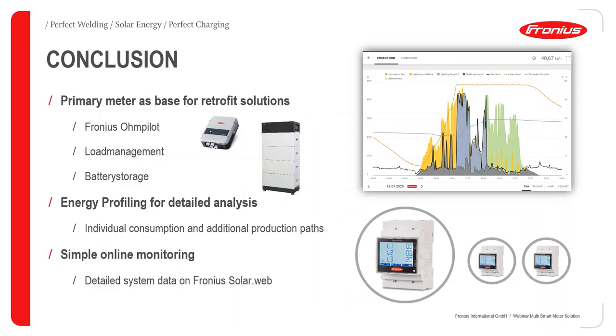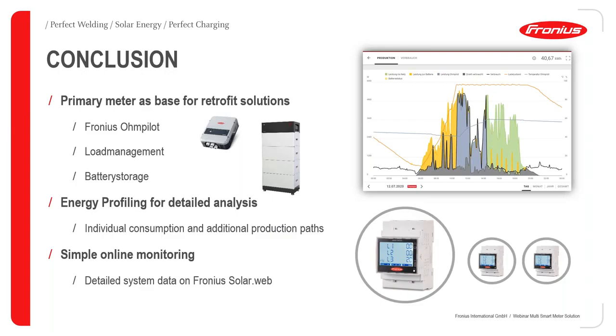So in conclusion, with the Fronius Smart Meter as the primary smart meter at the feed-in point, we have the base for a retrofit solution. So when it comes to a Fronius Ohmpilot or a battery storage solution to be installed, and the customer already has the smart meter installed at the feed-in point, it's of course a really cool base because he doesn't need to do the cabling on this end. He just needs to set the additional component and is fine then.